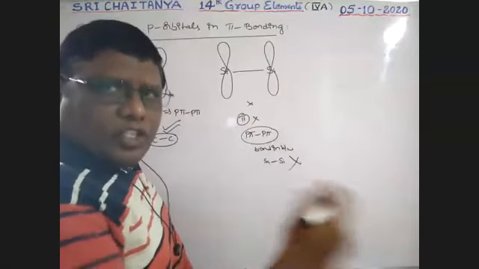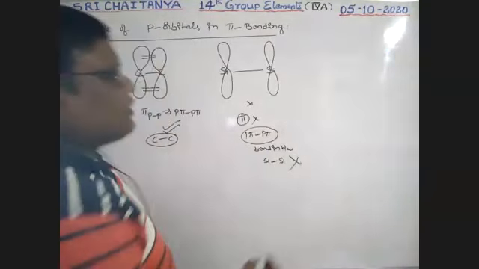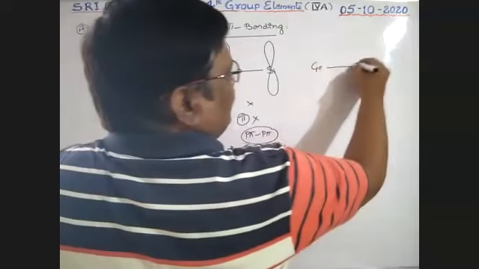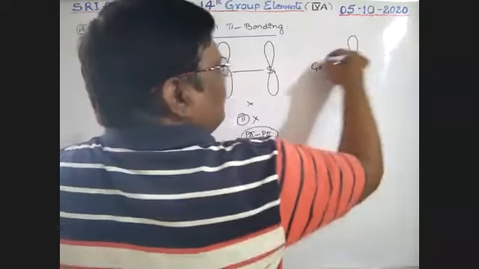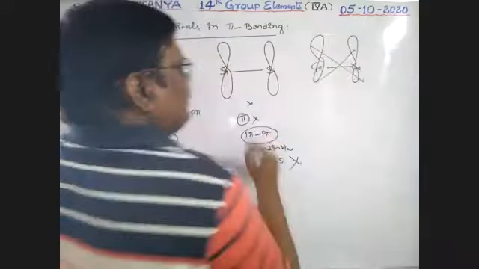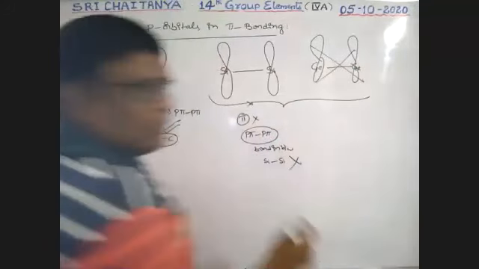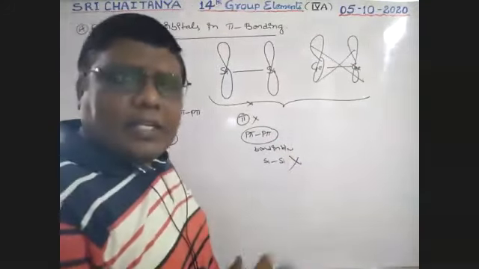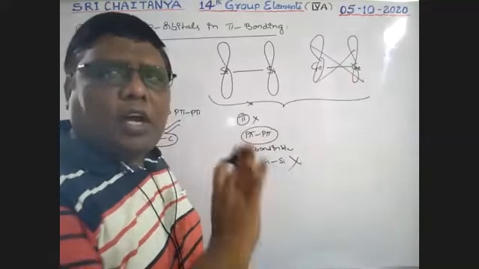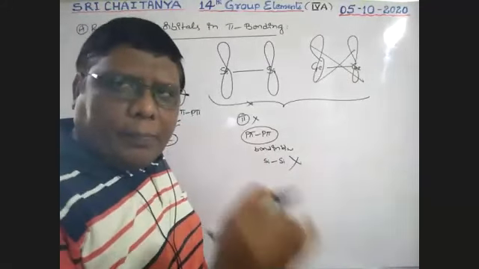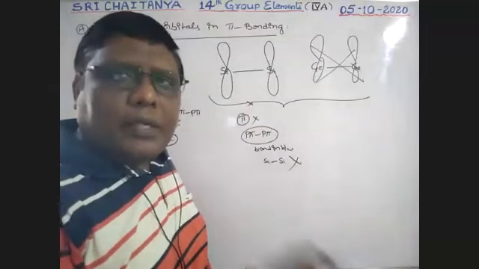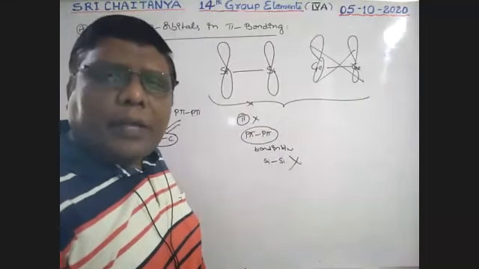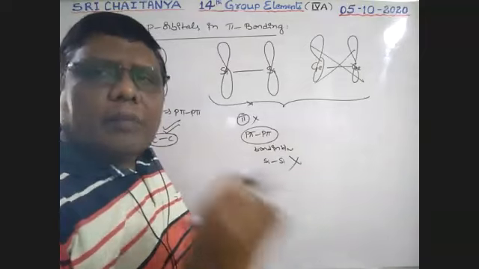Not only here, germanium and tin are also like that. So for germanium also, it is not possible. Therefore, not only in these two cases, in all the remaining cases, p pi bond formation is not possible. P pi is only possible between carbon and carbon.